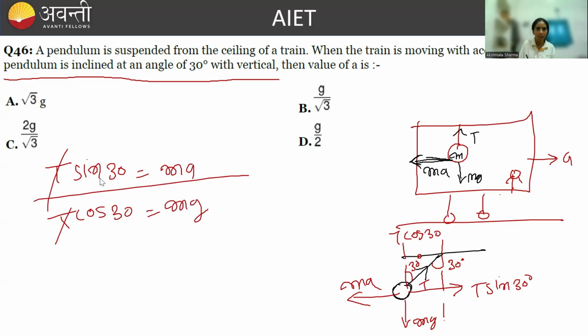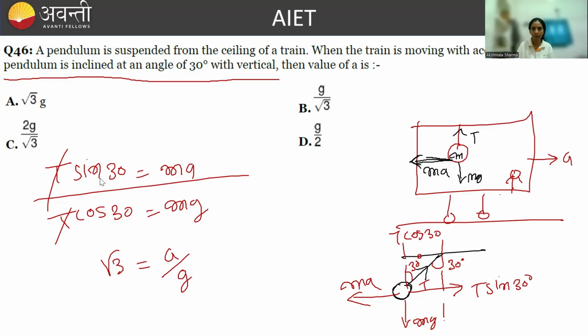Okay. Let's divide it now. Sine 30 by cos 30, tan 30, that is root 3. And this m is cancelled, a by g. Am I correct? A by g. So a is coming to be root under 3g. Is it okay?